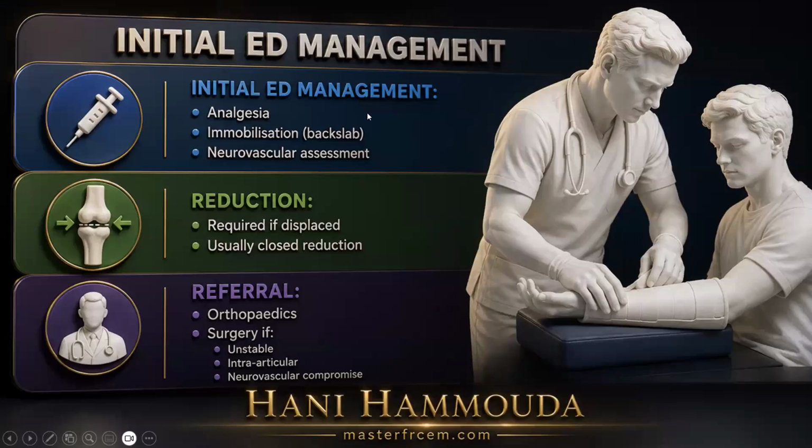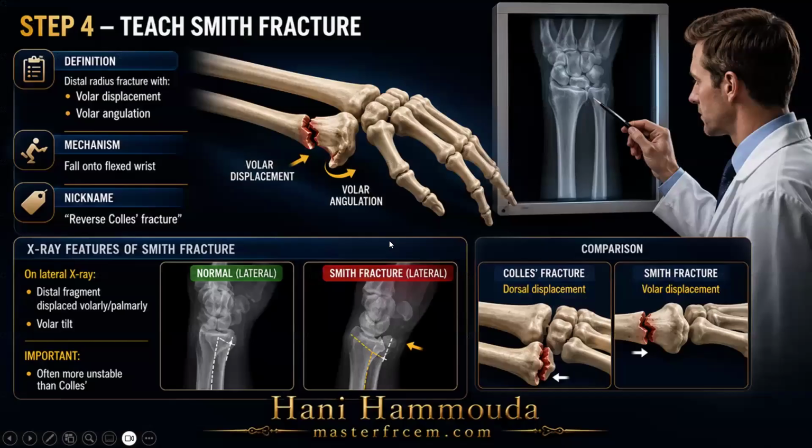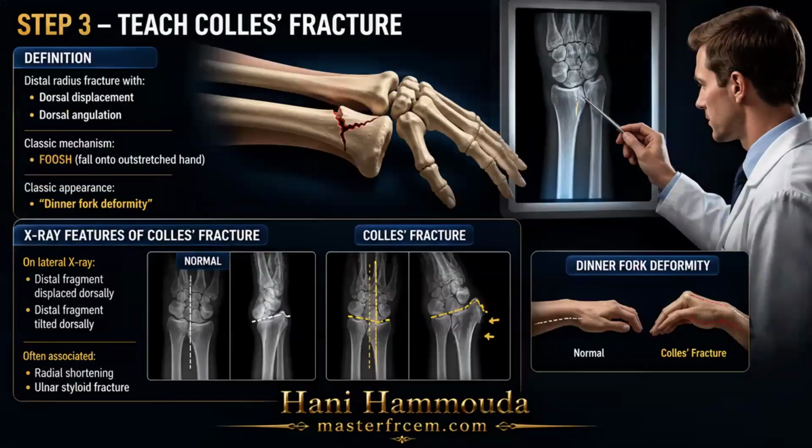initial ED management, same as we mentioned earlier. So analgesia, immobilization, back slab, neurovascular assessment, reduction if displaced, usually closed reduction, referral to orthopedic surgery if unstable, intra-articular, neurovascular compromise, and so on. Clear? Yes, sir. Okay.